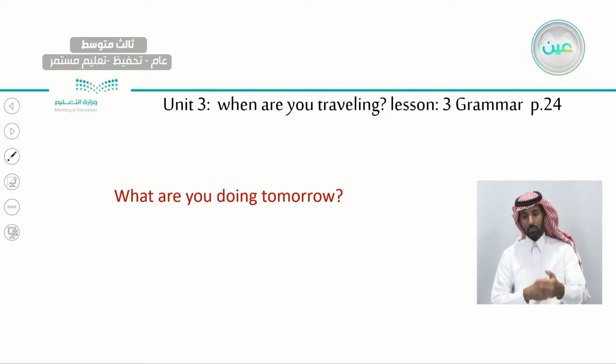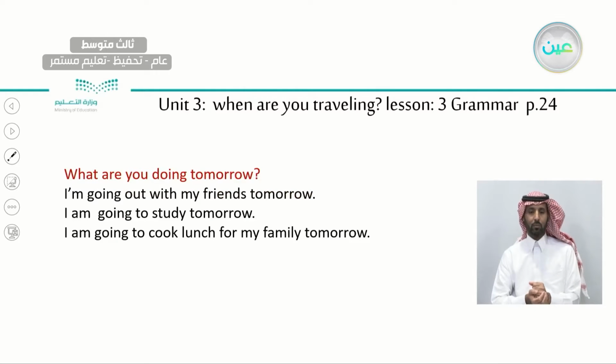So we can talk about the future when we use the present progressive. What are you doing tomorrow? These are some of the examples I have. Your sentences were really good sentences. I'm going out with my friends tomorrow. I'm going to study tomorrow. I'm going to cook lunch for my family tomorrow. These are some examples to respond to this type of question.